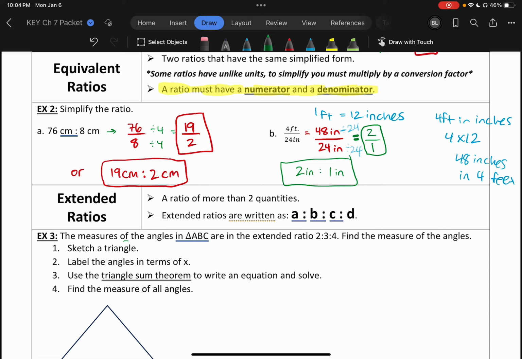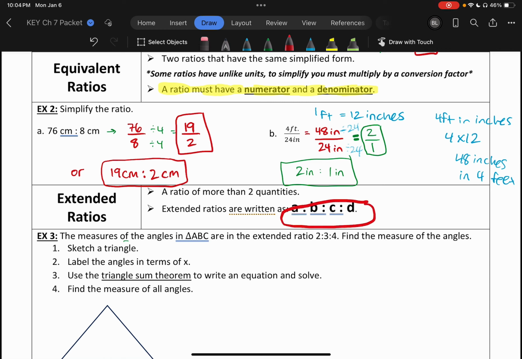Now we'll move on to the next part of the notes where we start to talk about extended ratios. An extended ratio is a ratio of more than 2 quantities. You have an example right here of what an extended ratio is. An example listed would be A to B to C to D, right? We can have a comparison between 3 quantities, 4 quantities, 5 quantities. We can go up to as many quantities as we want, but it's an extended ratio whenever it's at least 3 or more, so more than 2.